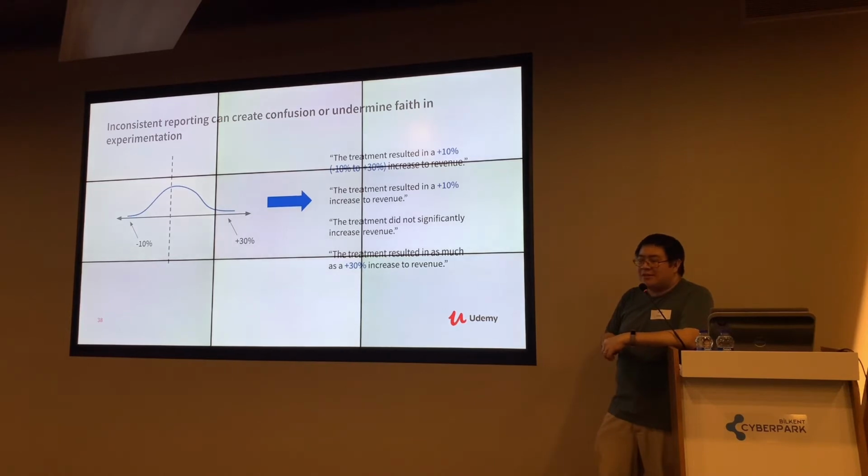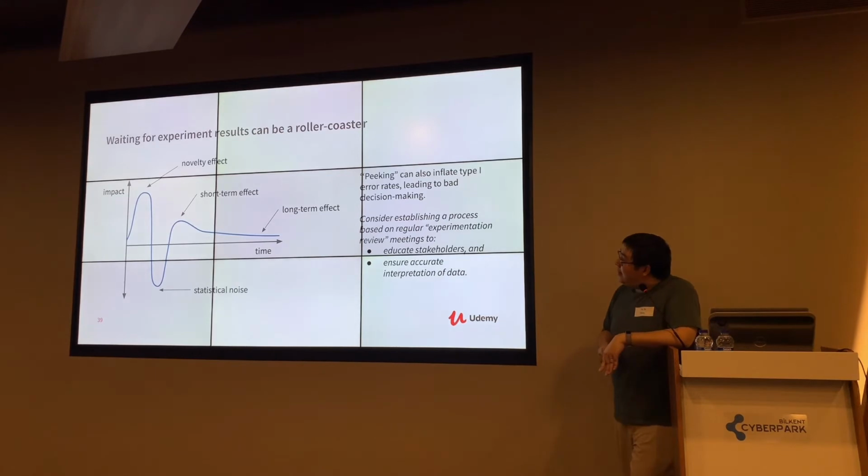The last statement here is particularly obnoxious, but I've actually seen it before. I've seen PMs get very excited about the product that they want to launch, and they'll look at this range, -10% to 30%, and they'll say, well, the treatment resulted in as much as a 30% increase to revenue. That's probably not a fair characterization of what's going on here, right? So it's important to think a bit about how you want experimental results to be reported within your company, and can you standardize that in a way that information from A/B tests can be communicated accurately. One more thing here.